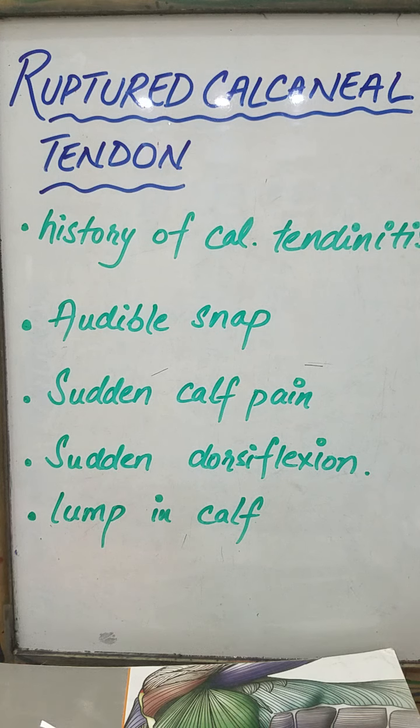So if there is a complete rupture of the tendocalcaneus, it is going to bring about a sudden dorsiflexion at the ankle joint. And if you actually palpate the calf, a lump can be felt in the calf where the tendon has been ruptured. Now this lump appears in the calf because of the shortening of the triceps surae. Since they're not attached to the calcaneum anymore, they shorten and they appear in the form of a lump in the calf.